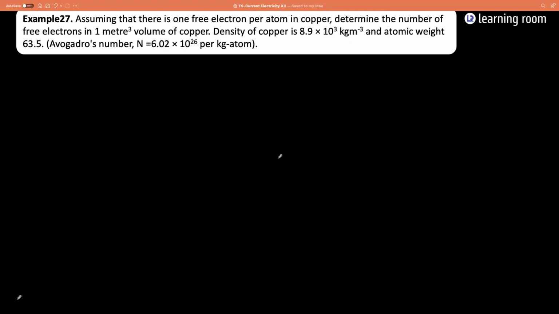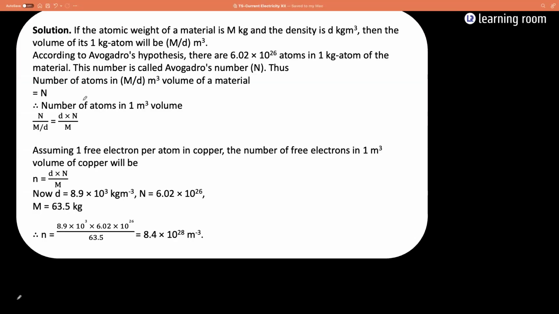Okay, next. Let's try this problem. Assuming that there is 1 free electron per atom in copper, determine the number of free electrons in 1 meter cube volume of copper. Density of copper is 8.9 into 10 power 3 kilogram per meter cube, and atomic weight is given. See this one, you can reject it. This kind will not come. As I told you, you need not be concerned about atomic weight and all.